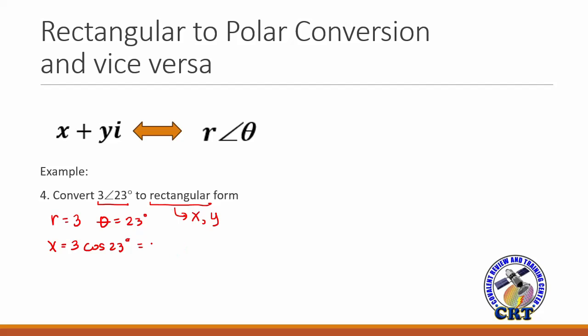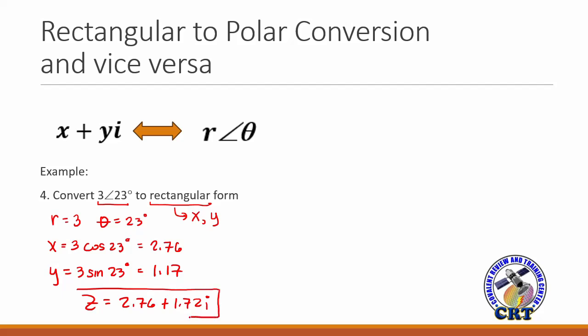The answer is 2.76. Y equals 3 sine of 23 degrees. So 3 sine of 23 is 1.17. Therefore, our final answer is z equals 2.76 plus 1.72i. This is our final answer.